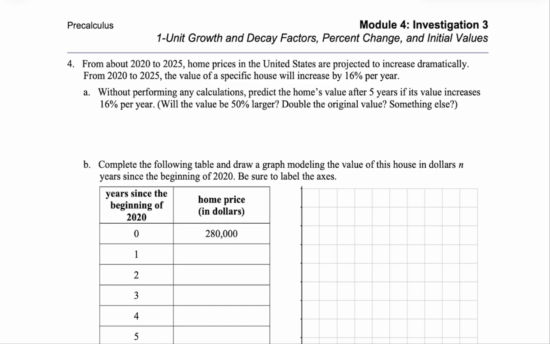Do we have a prediction? Well, for the sake of argument, let's say that we think it might double. So what's happening is year 1, it goes up by 1.16. That's year 1. So it would be the price times 1.16. Year 2, you would multiply it again. Year 3, you would multiply it again.